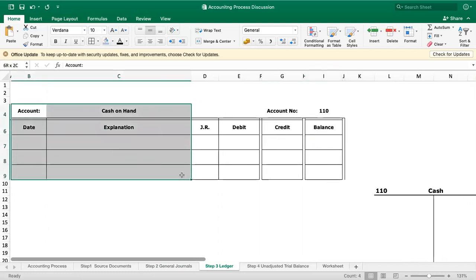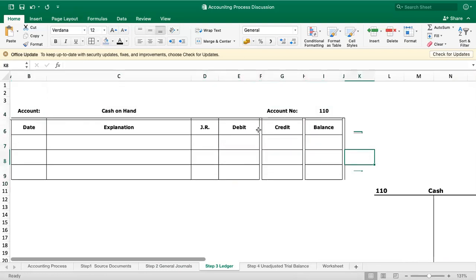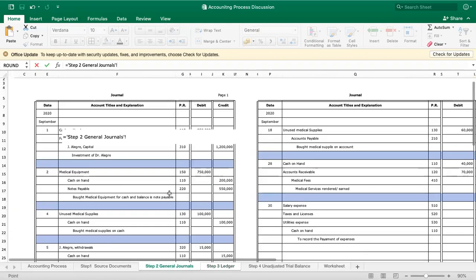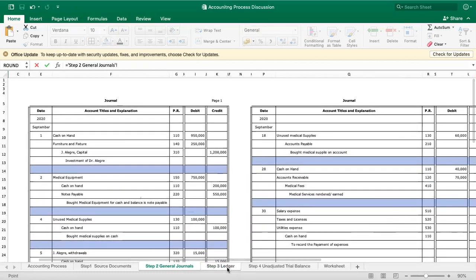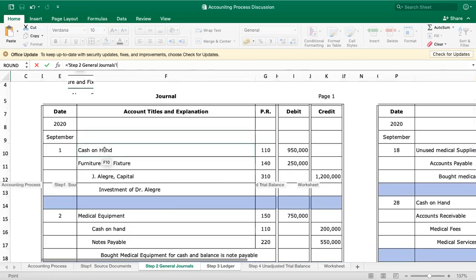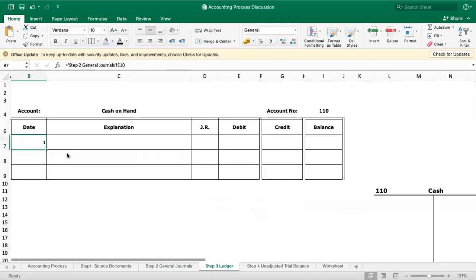If we try to fill this in, this is your cash on hand account. Let's find transactions that have a cash on hand account, where we have debited or credited cash on hand. Let's go back to our book of original entry, which is the journal. Let's find transactions with cash on hand. Here we have September 1. Yes, there is cash on hand on September 1. So let's copy the date and put the date first here.